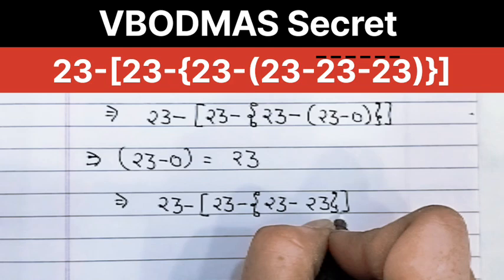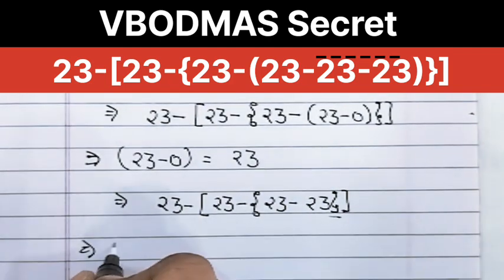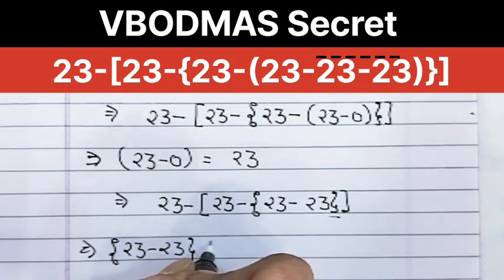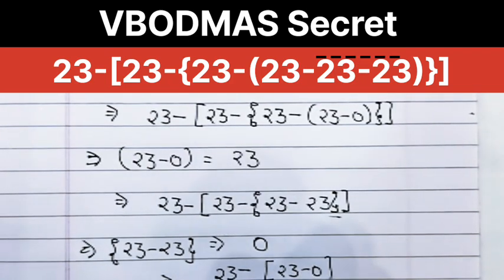Now bracket off. Now step 3, solve for the braces. The curly braces here are 23 minus 23. Now after subtracting you will get 0. So now again the expression becomes 23 minus square bracket 23 minus 0.